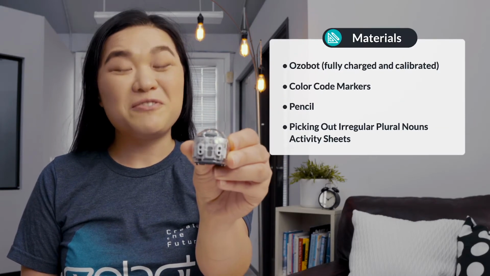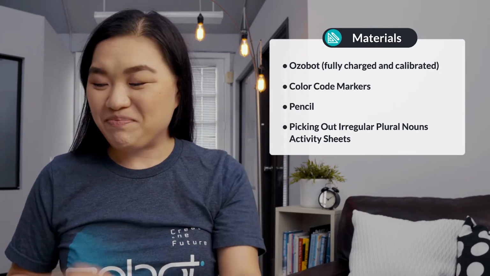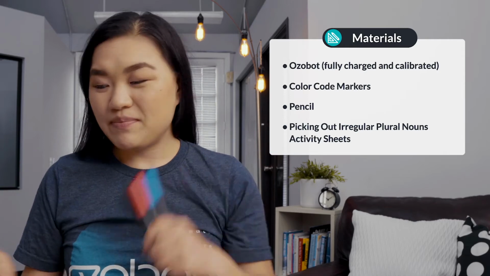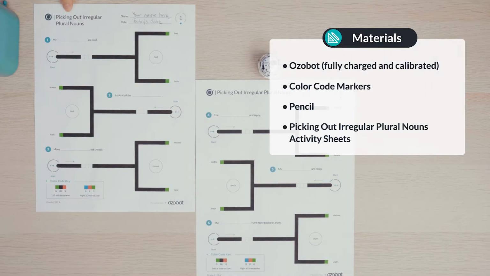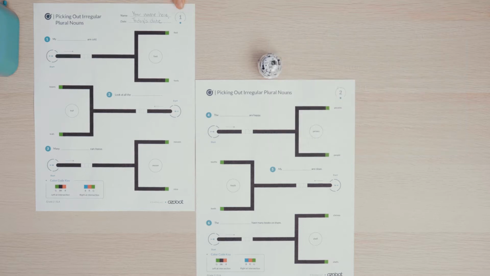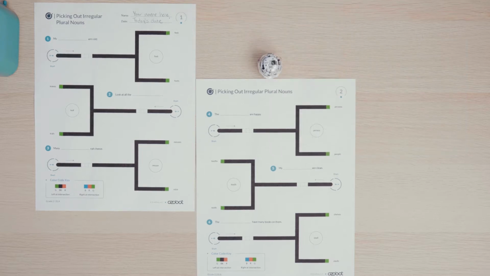In today's lesson, you are going to learn all about irregular plural nouns. You will program your bot to travel to the correct irregular plural noun, use it in a sentence, and then read that sentence. For today's lesson, you will need an Ozobot, fully charged and calibrated, your color code markers, a pencil, and your picking out plural nouns activity sheets.